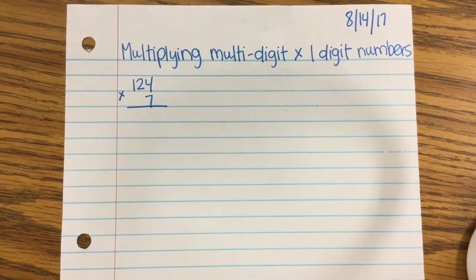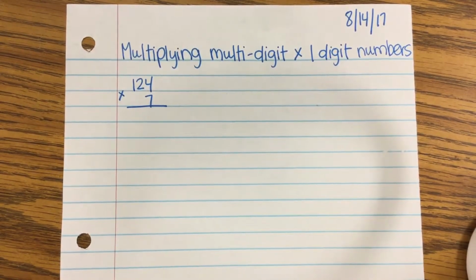Right now we have 124 times 7. Multiplying a 3-digit number times a 1-digit number. Where do I need to start? Marley, where do I need to start? 7 times 4.